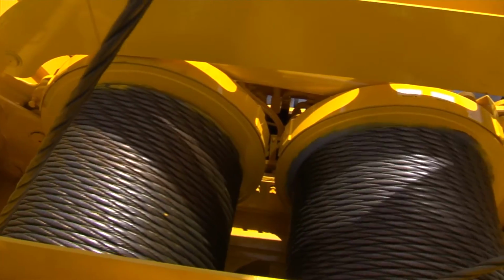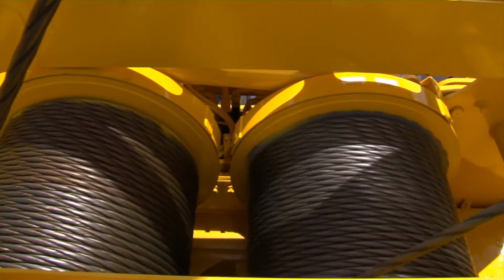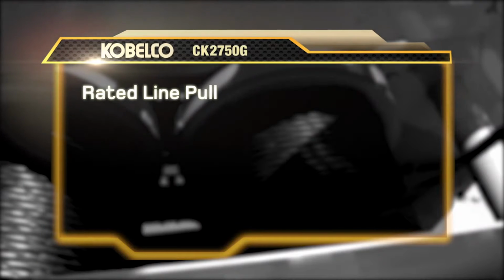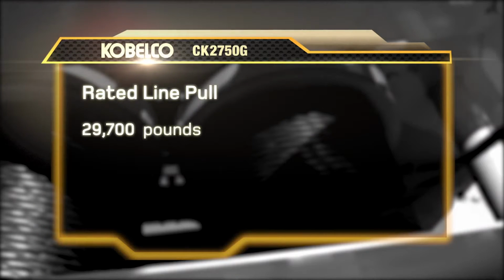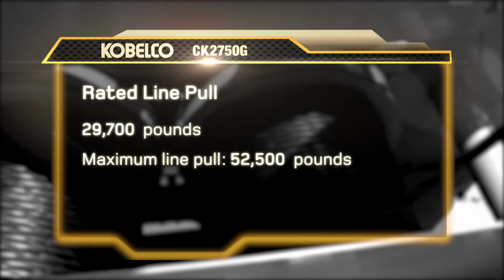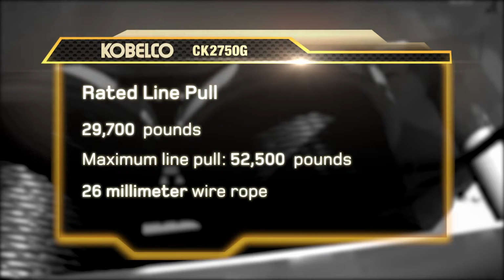Now the front and rear hoist drums are visible and sometimes referred to as the main drum and auxiliary drum. They both have a rated line pull of 29,700 pounds and maximum line pull of 52,500 pounds on the first layer by using 26 mm wire rope driven by a variable displacement Kawasaki hydraulic motor through a gear reduction unit.